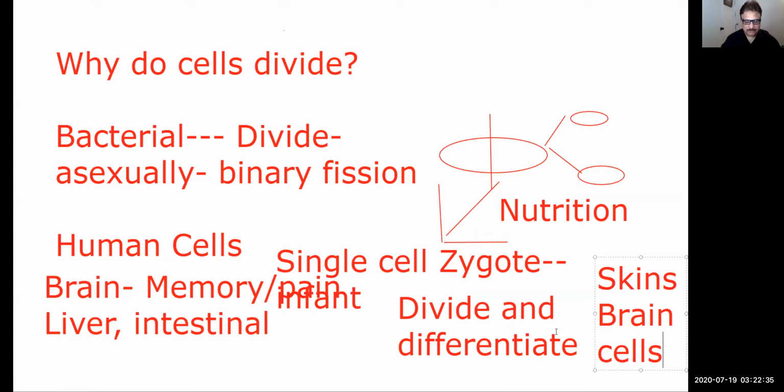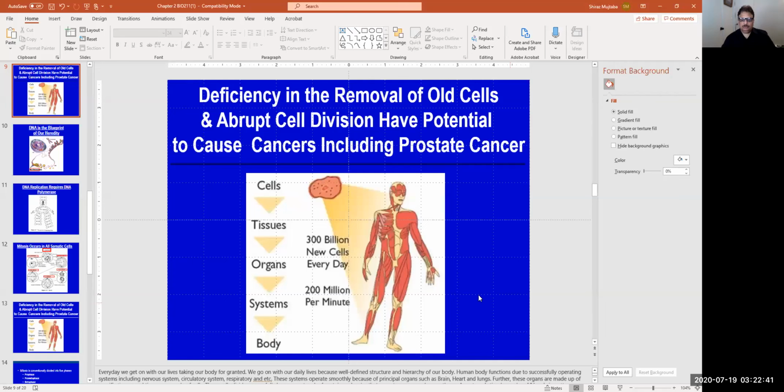Okay, so let's go to the first slide for this second part. So look at this slide. Pay attention, it's very interesting that there is a hierarchy in our body. Identical cells form tissues. Identical tissues form organs, and then they become a part of a system, and then many systems come together to form the body. Let's take an example.